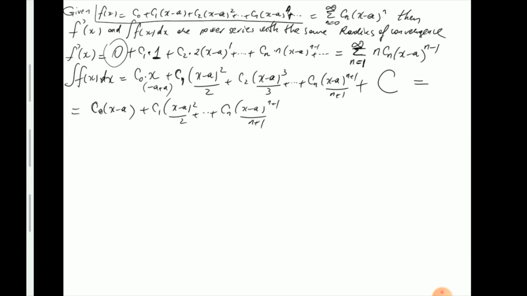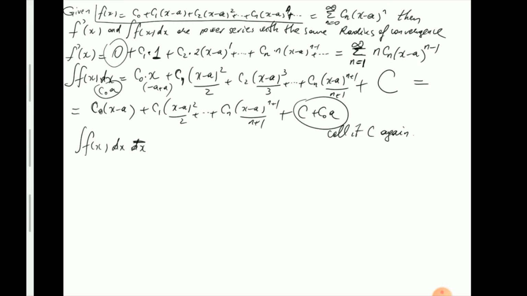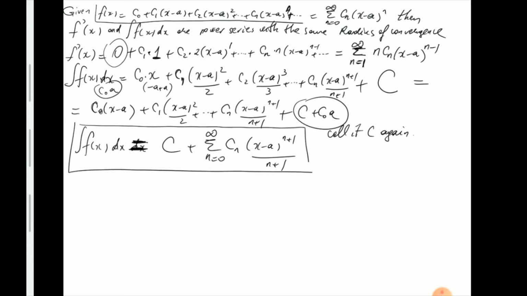And here when I did add minus a plus a, you have c naught times x minus a, and then you're left with c naught times a, which can be combined with the arbitrary constant, and you can just call it c again, another constant of integration. So when you write the integral as a summation, you can just write the constant of integration plus the summation from 0 to infinity of cn times x minus a to the n plus 1 over n plus 1. So we could have integrated inside the summation already, but I just wanted to show you term by term how this looks.